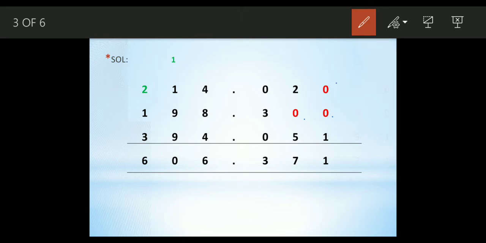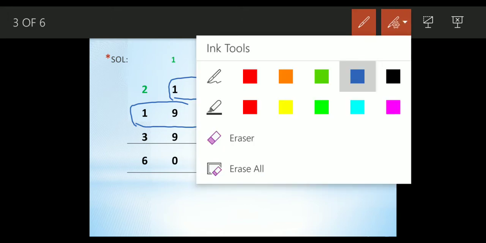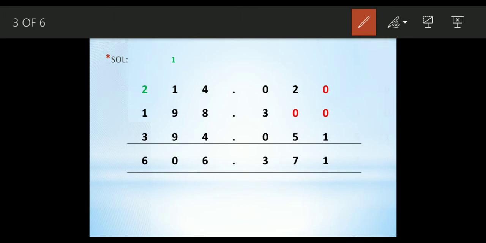See, 14.020, but still the value remains as 14.02. And 198.300, still the value remains as 198.3. So by inserting 0, the value doesn't change. I put the 0 just to avoid any misconception or mistakes while adding. Clear? So now I'm going to add.